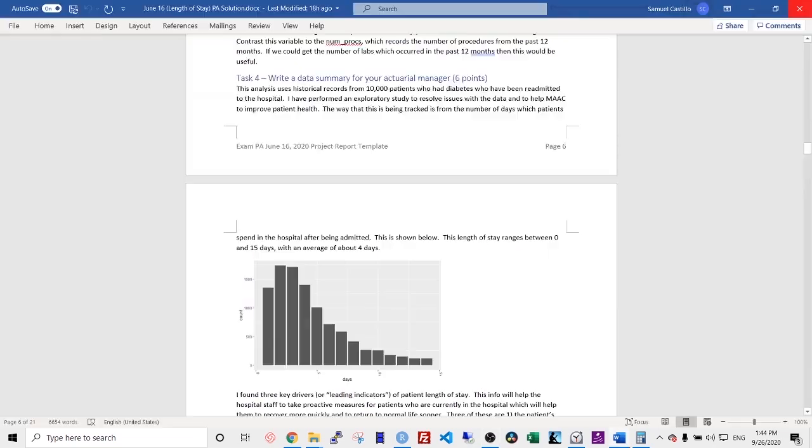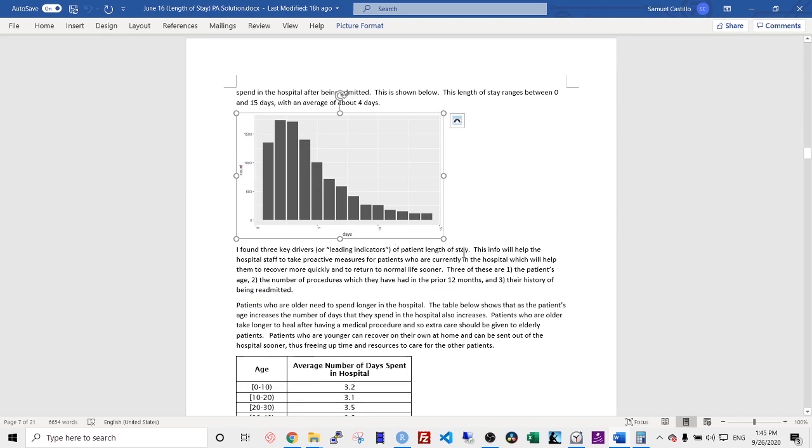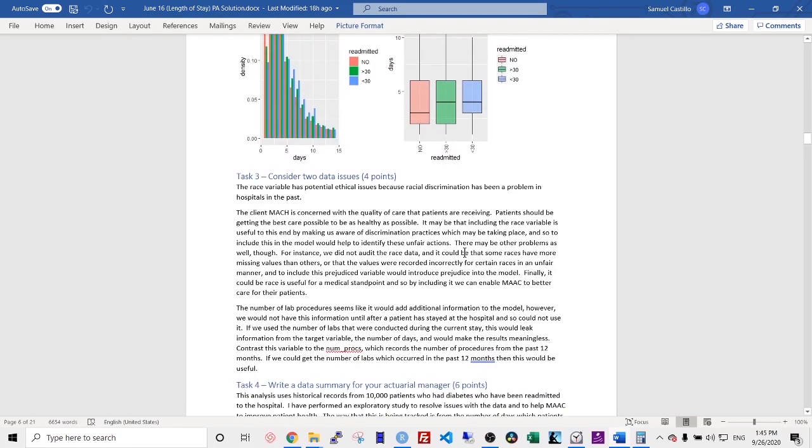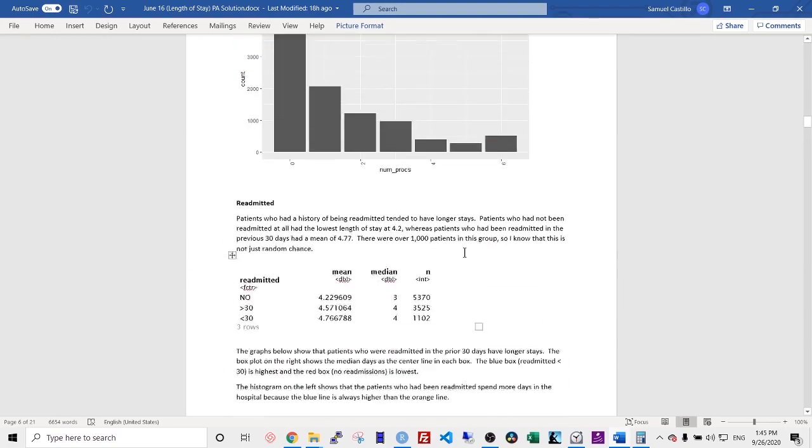So let's go ahead and consider how we would write this response. You could start by saying, this analysis uses historical records from 10,000 patients who had diabetes who have been readmitted to the hospital. I performed an exploratory study to resolve issues with the data and to help MAAC to improve patient health. The way that this is being tracked is from the number of days which patients spend in the hospital after being admitted. This is shown below. This length of stay ranges from 0 to 15 days, with an average of about 4 days. I found 3 key drivers or leading indicators of length of stay. This is again just reiterating what we found earlier in task 2.